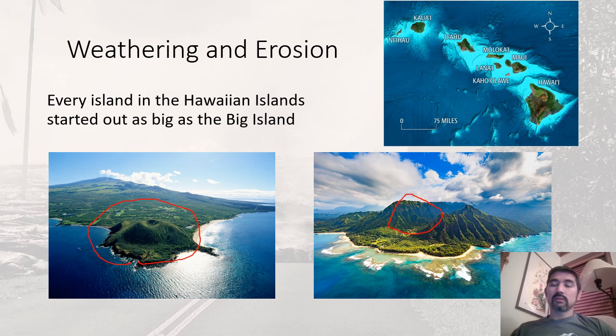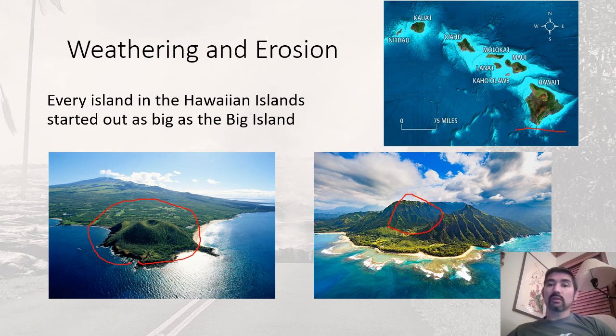And so we can also see this reflected in the islands themselves. We have the big island here on the far left, and this is the largest island. It's also the newest island. And then as these islands gradually move across the Pacific Plate, as the Pacific Plate is moving, erosion makes these islands smaller and smaller and smaller.